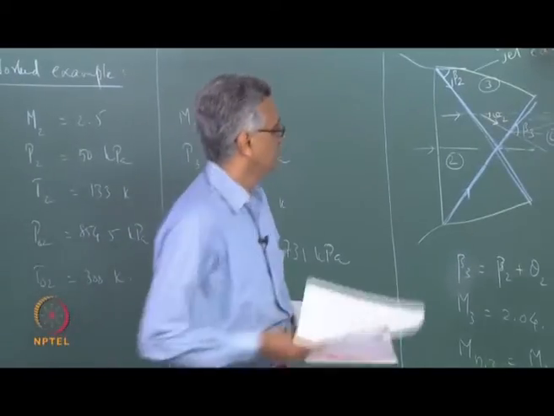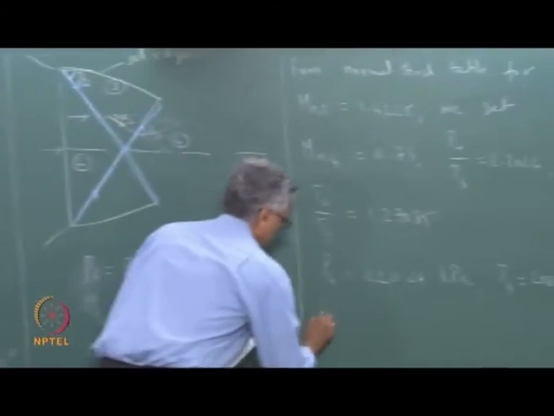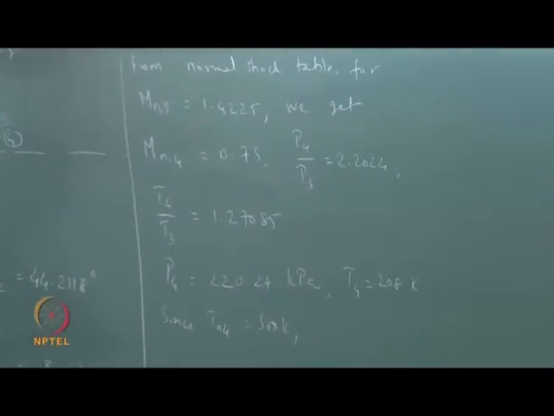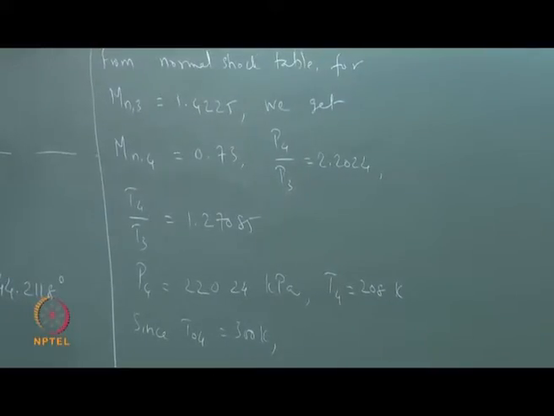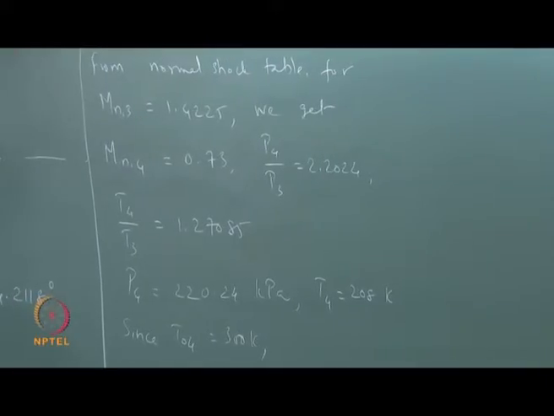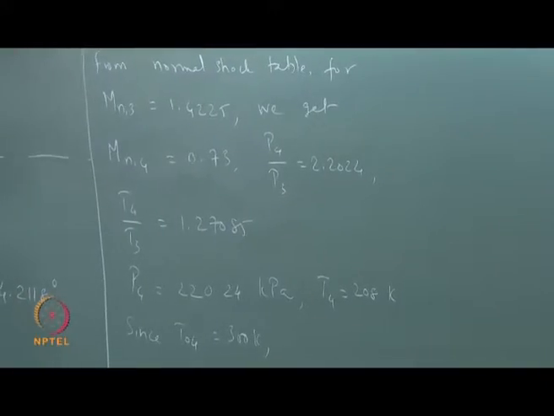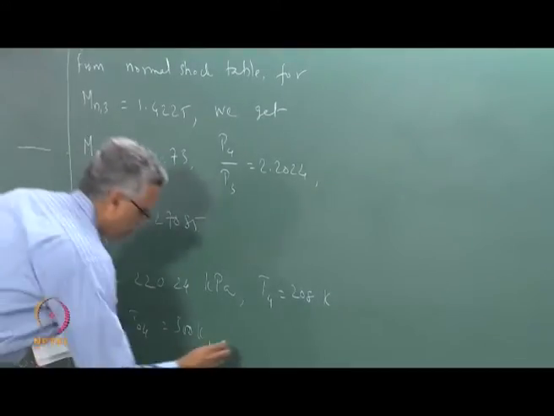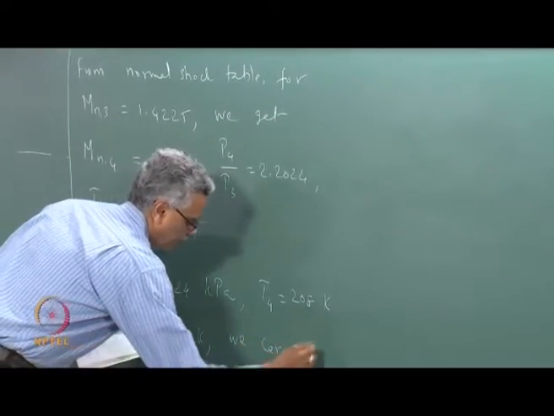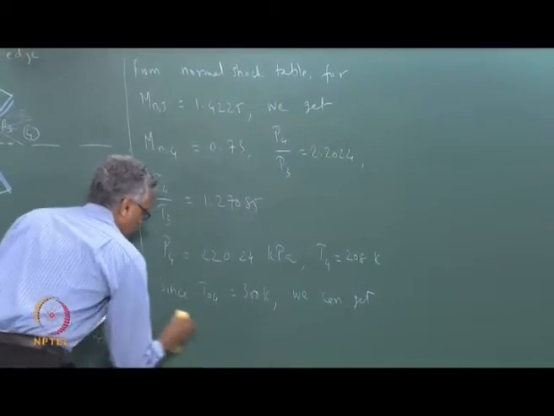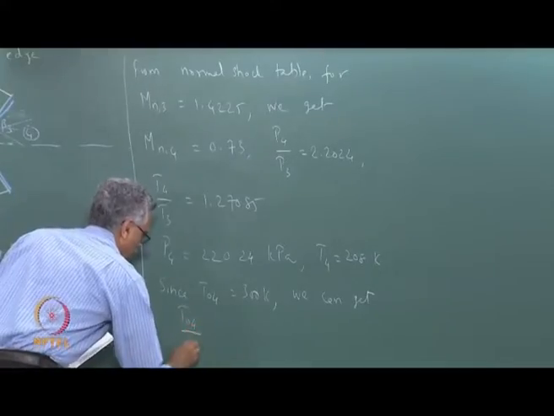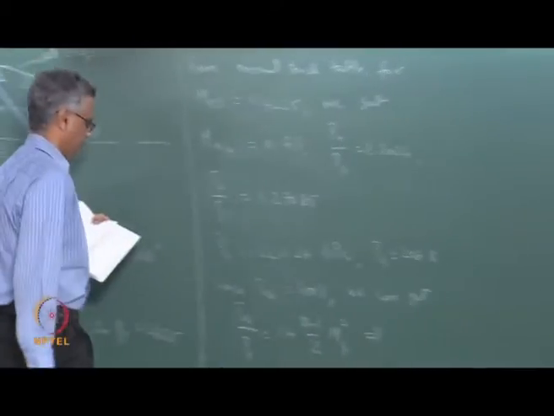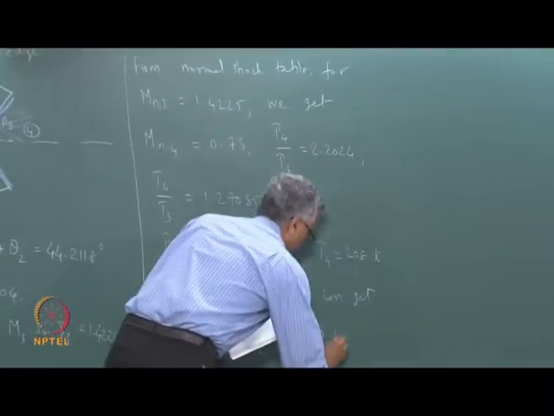And since I know T4 and T04, since T04 is equal to 300 Kelvin and T4 is also known, I can get M4 from the following relationship: T04 over T4 is equal to 1 plus gamma minus 1 over 2 times M4 square, which gives me M4 as 1.48.